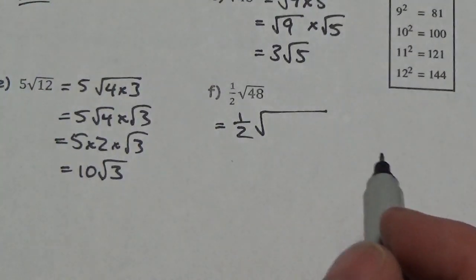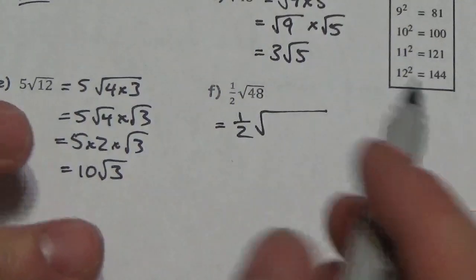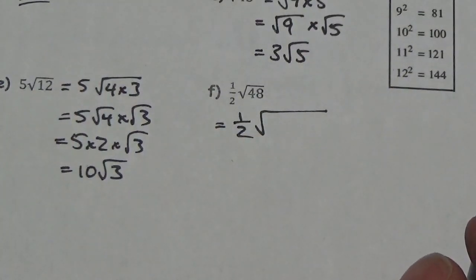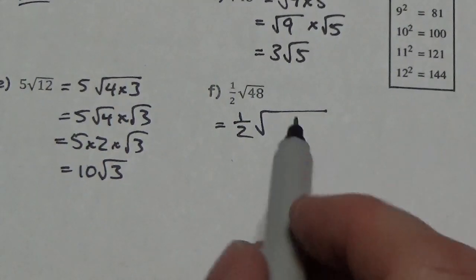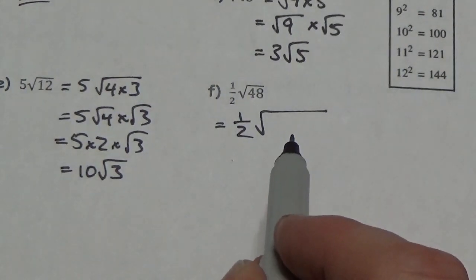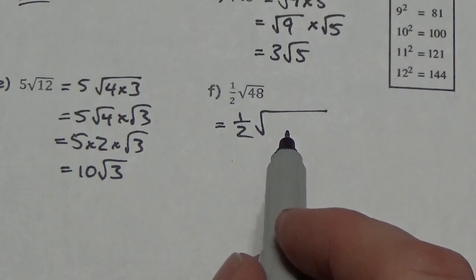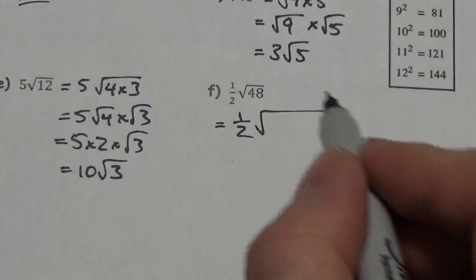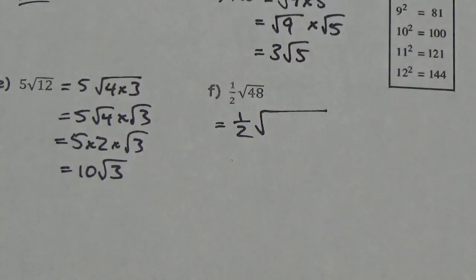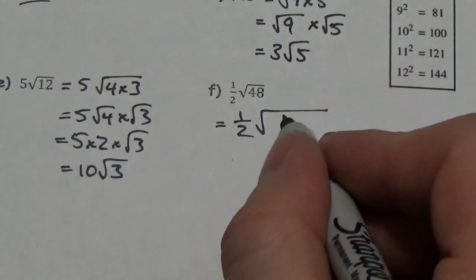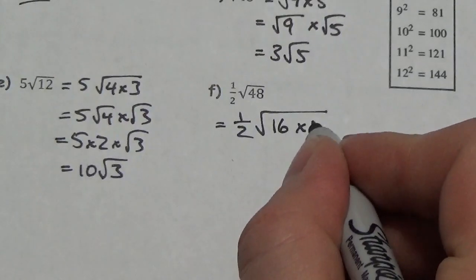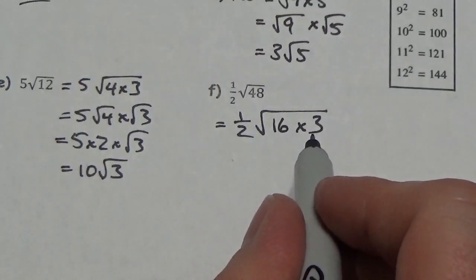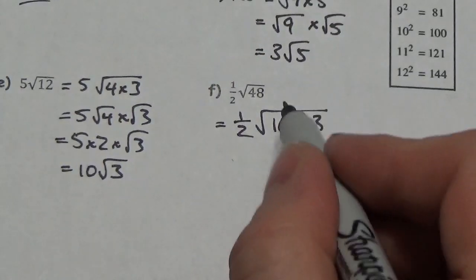48. I know that 48 is divisible by 4. Totally. Is 48 divisible by 9? No, it's not. Is 48 divisible by 16? Let's just take a quick look here. And yes, it is. And in fact, I suspect that's the biggest one that 48 is divisible by, because when I break that apart here, that becomes 16 times 3, which is kind of a small number here.